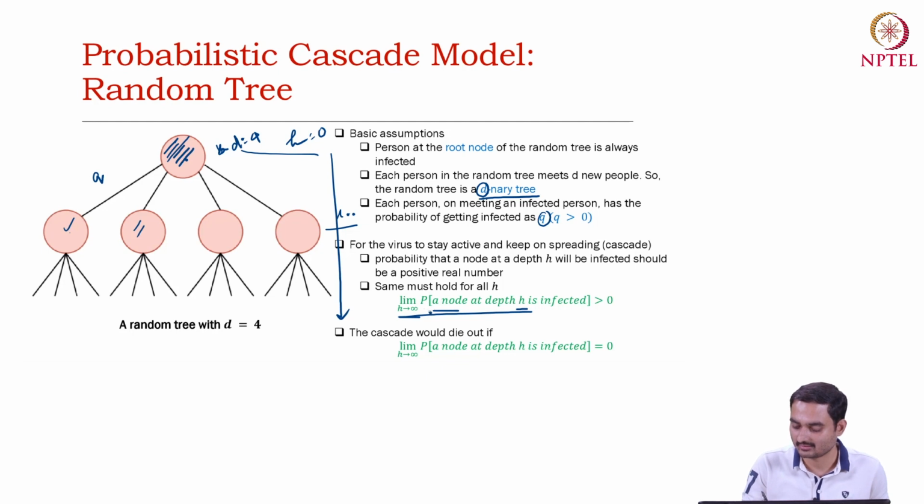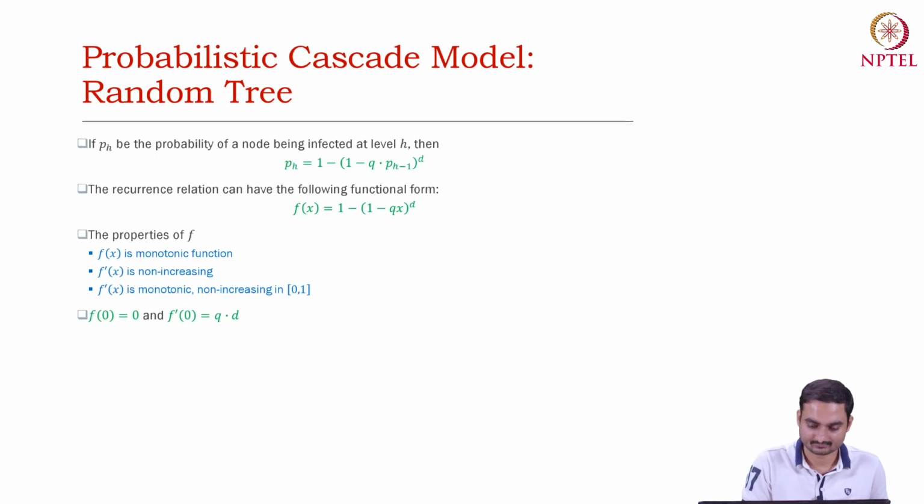What is the chance that this probability would be greater than 0 as h tends to infinity? If it is greater than 0, then the epidemic will go on and on, and if it is 0 in the asymptotic limit, then the epidemic will stop eventually. So we will calculate this probability. All right, so let us try to understand.